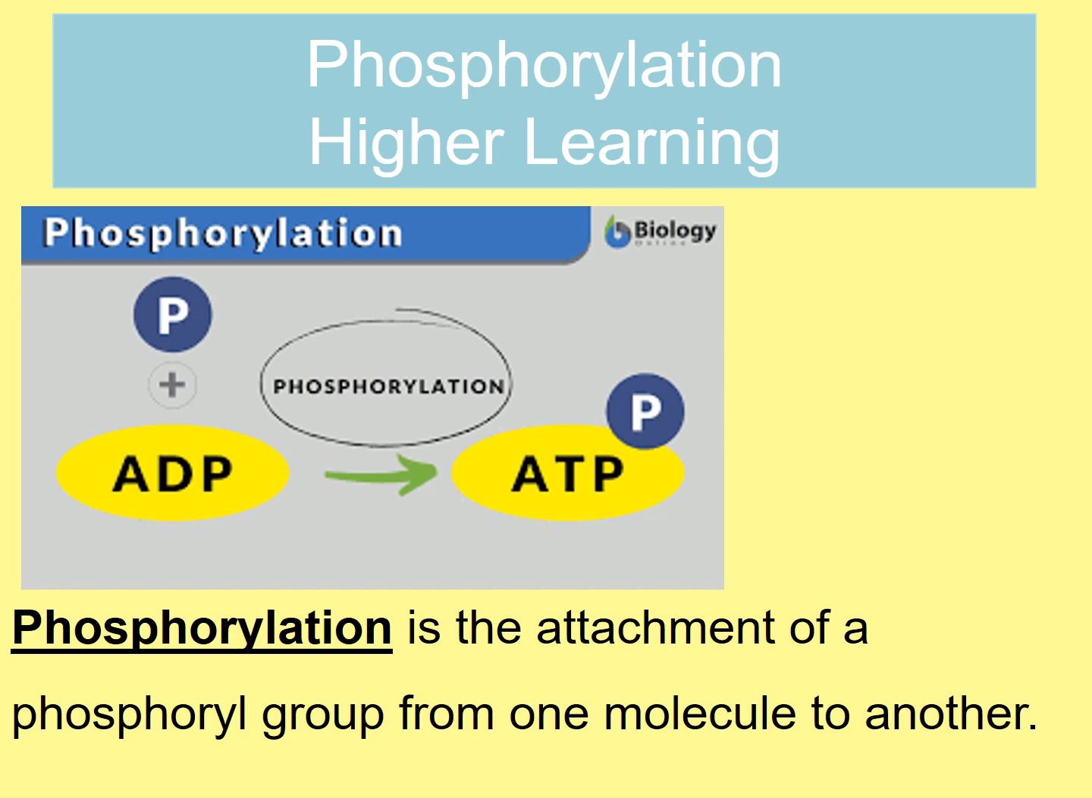Phosphorylation also occurs when phosphate and energy are transferred from ATP to the molecules of a reactant in a metabolic pathway. This makes them more reactive. So in the early stages of respiration, some reactants must undergo phosphorylation during what is called the energy investment phase.